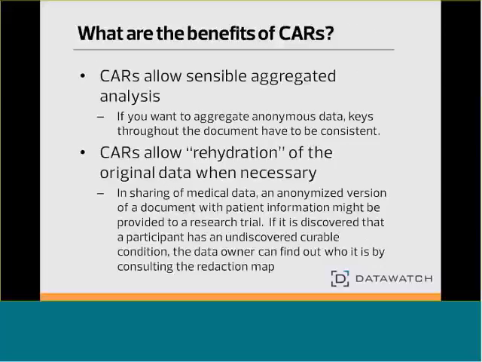So they allow sensible aggregated analysis. If you want to aggregate anonymous data, keys throughout the document have to be consistent. Consistent aliases allow rehydration of the original data when necessary. For example, when you share medical data, one version of a document with patient information might be provided to a research trial. If it's discovered that a participant has an undiscovered curable condition, the data owner can find out who it is by consulting the redaction map.